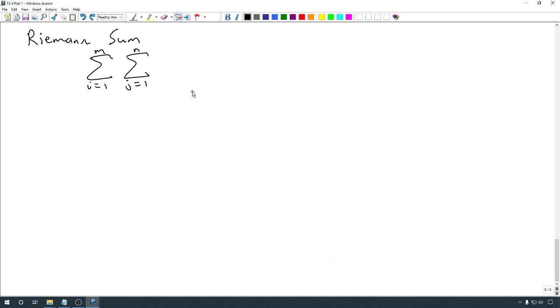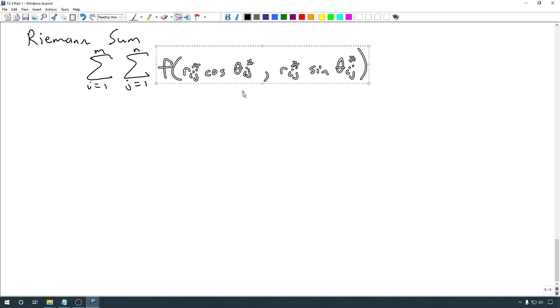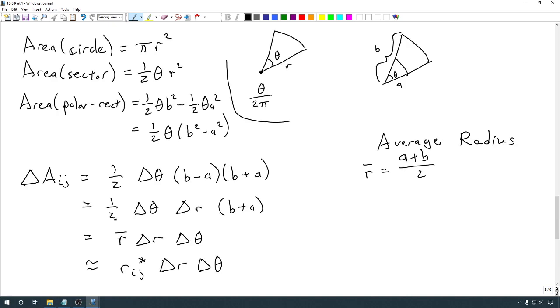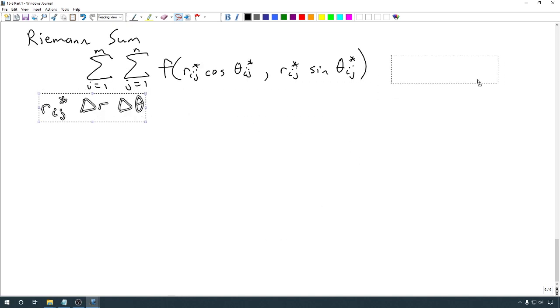We're putting in stuff with r times cosine, r times sine. So those are going to be our heights of our volumes that we're talking about. Then we put in a dA, or dAij, but for dAij we're actually using this formula here, or at least approximating it using that.